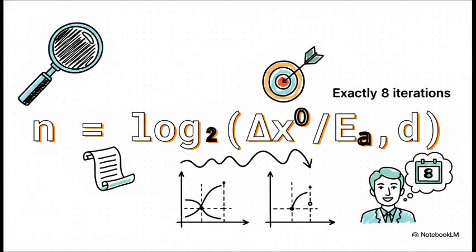And now for the exam secret weapon. This formula is awesome. It lets you calculate n, the exact number of steps it's going to take to get to a certain level of accuracy before you even start. If you know how big your starting interval is and how precise you need to be, you can predict exactly how many iterations it'll take. That's a uniquely powerful feature of this method.